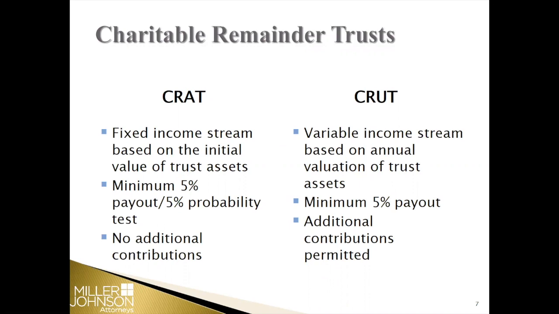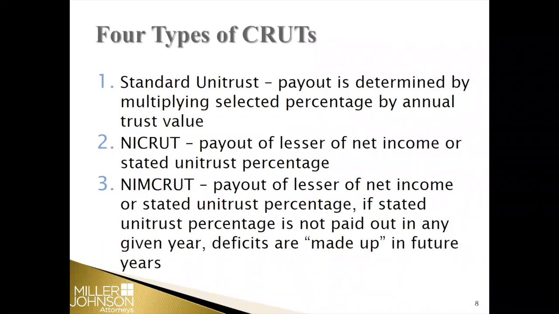You can bypass capital gains tax. That's the number one feature. You can increase your income over time and then receive a charitable income tax deduction. So bypass capital gains tax, increase your income, and receive a charitable income tax deduction. Those are the main features and benefits of a charitable remainder trust.